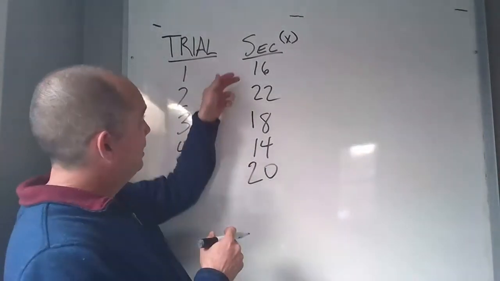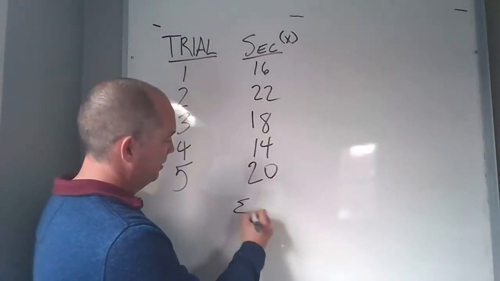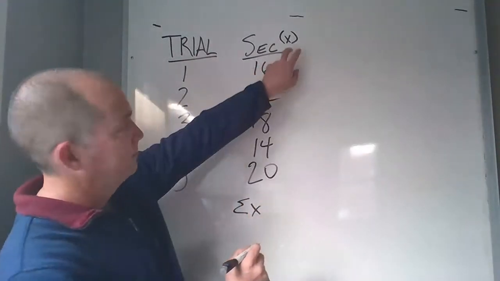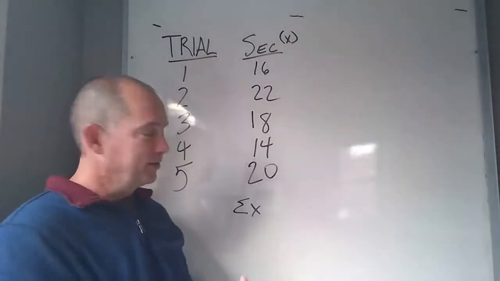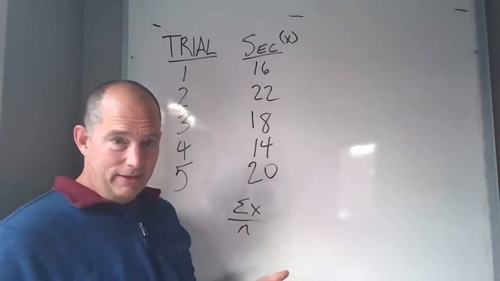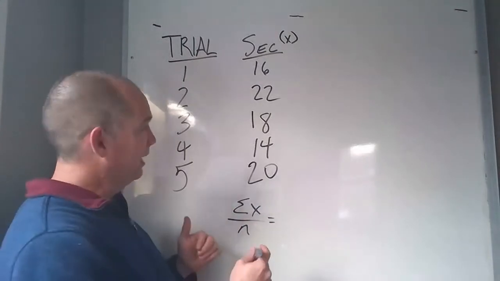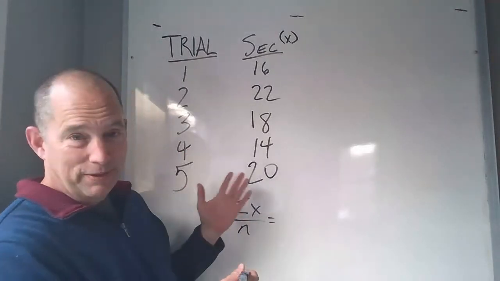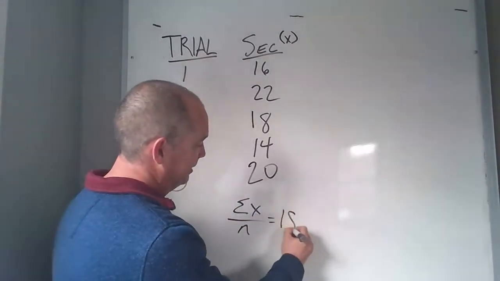But if I take all of these and add them together, so if I take the sum of this variable x that we've created, which is how many seconds did it take the ping pong ball to float downstream, and divide it by the number of observations I have, n, then I'll have the mean. And when I do that, I'm not quite sure what the sum is, but if I calculate this out, I get a mean of 18.